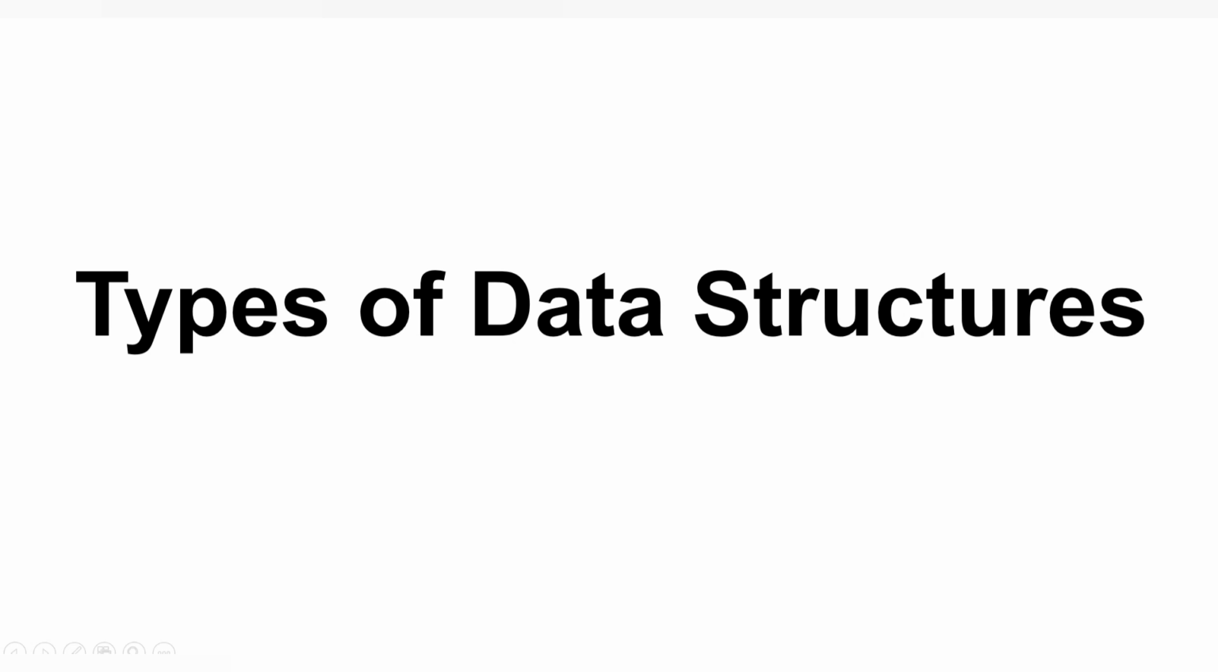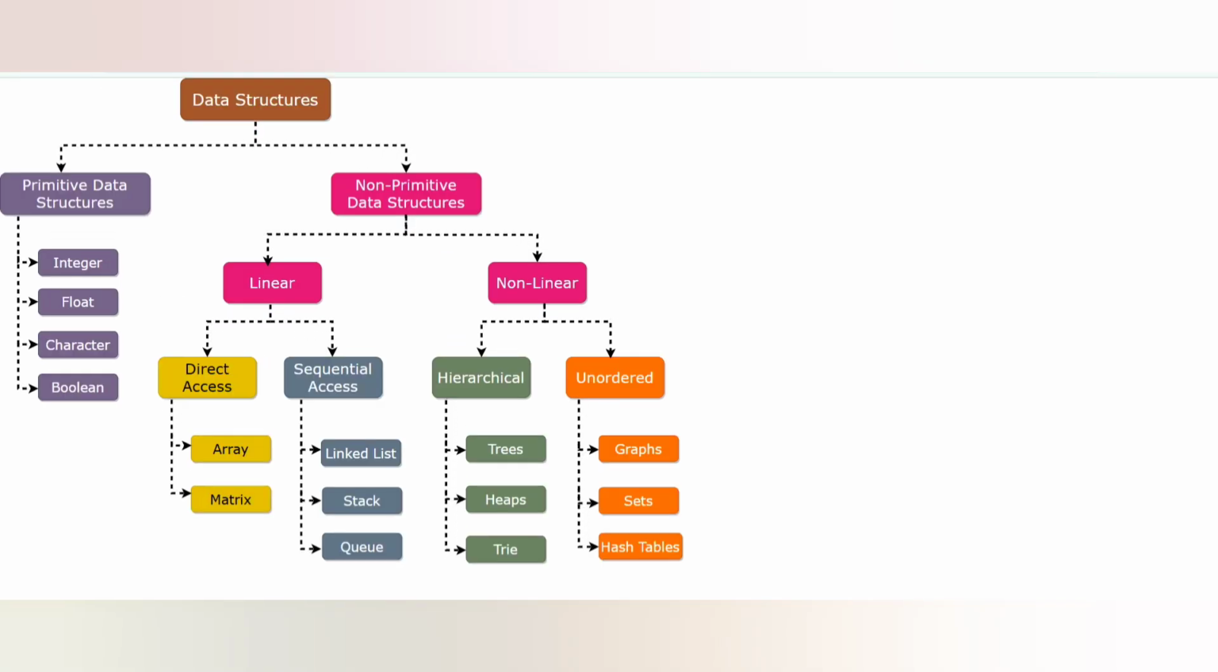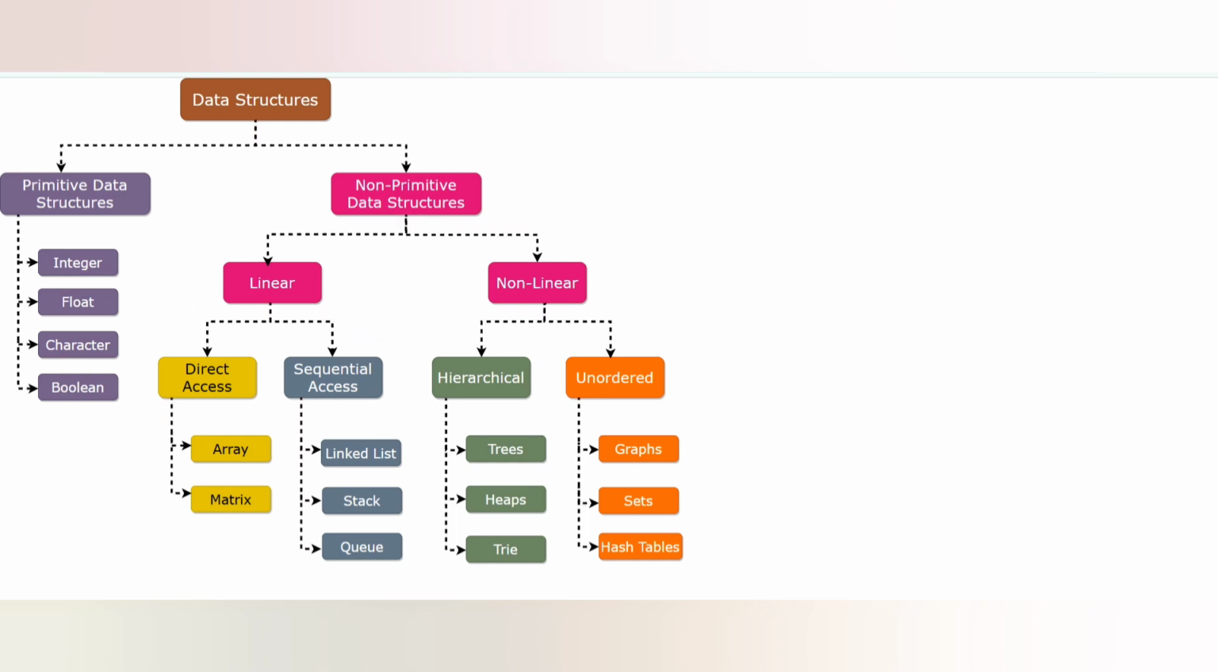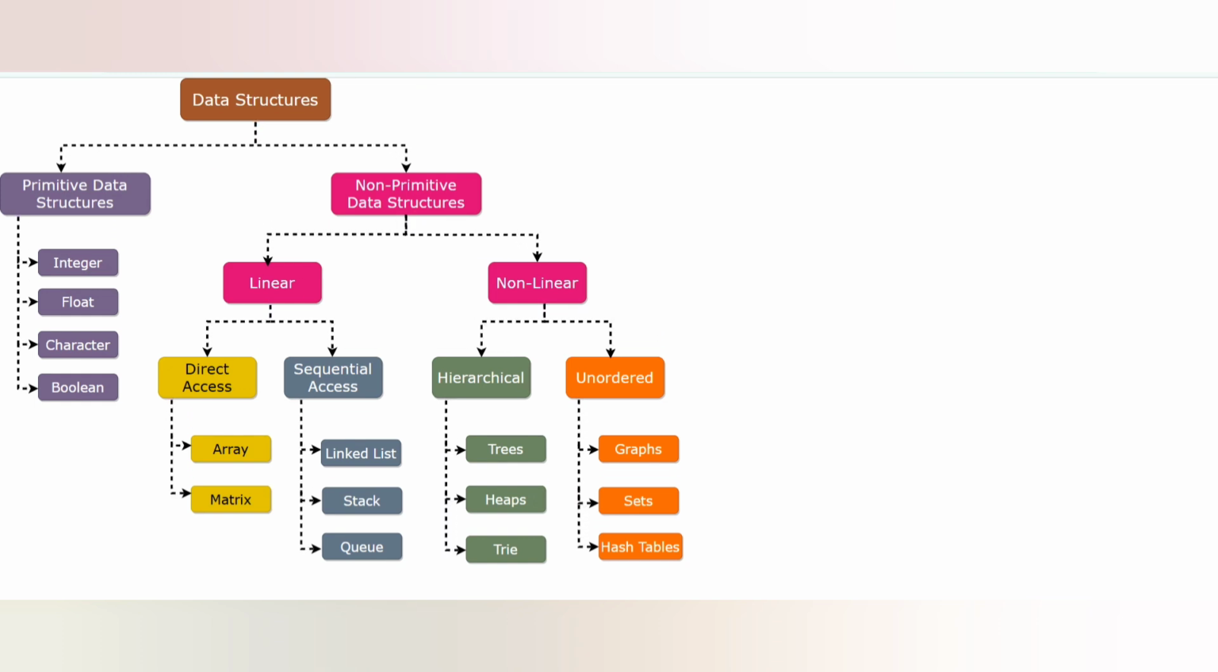Next, we move to the types of DSA. Coming to the types of DSA, there are two types of data structures. One is primitive data structures, another one is non-primitive data structures. Coming to the primitive data structures, these are integer, float, character, and boolean data types. These are all the common data types. Integers represent whole numbers and floats represent decimal numbers, like 10.2. Characters represent strings, alphabets, and numericals, and booleans are true or false. This is all about primitive data structures.